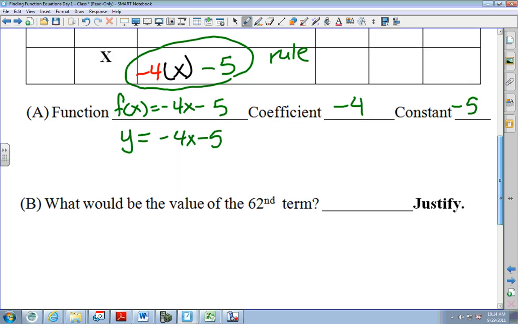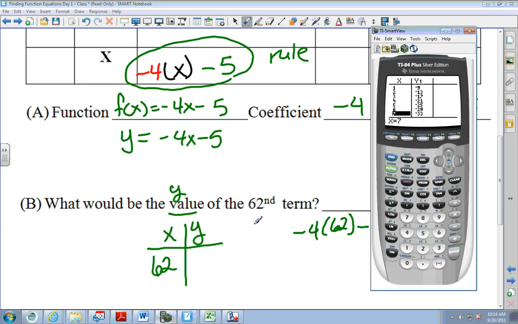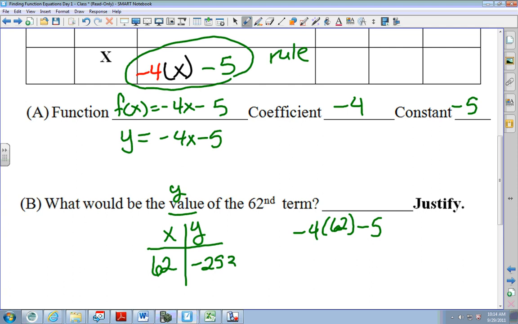What would be the 62nd term? What would be the value? What would be the y when I have the 62nd term? Okay, if I do this by hand, negative 4 times 62 minus 5, I can do it that way. Or I go in my calculator where I have my equation. I'm going to go second window, type in 62, second graph. My answer is negative 253. Okay, and you'll get that answer right there.